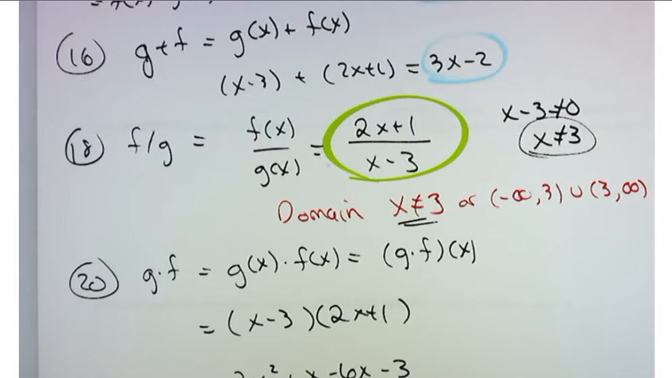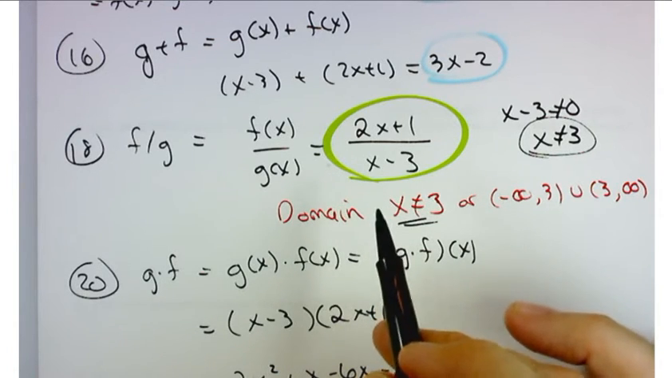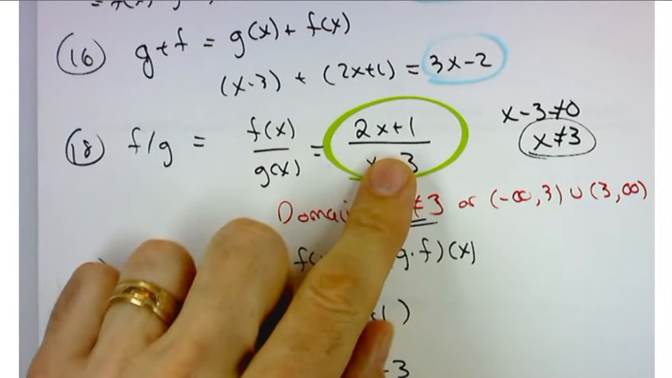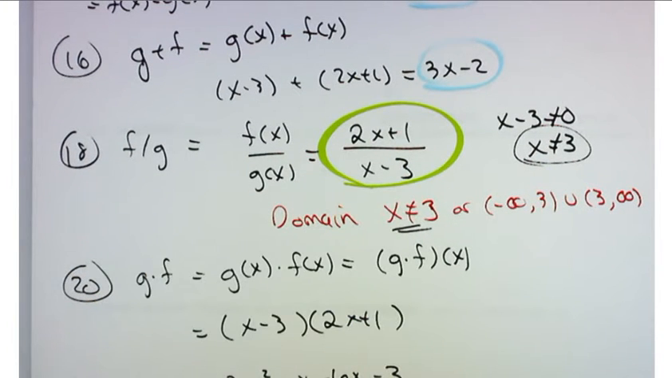I'm kidding. No, that's it. It's really that simple. It's just you can't put in a 3. I mean, if you were to plug this expression into your calculator and do a little table and then type in a 3, it would say error. Because your calculator won't let you divide by 0. Okay?